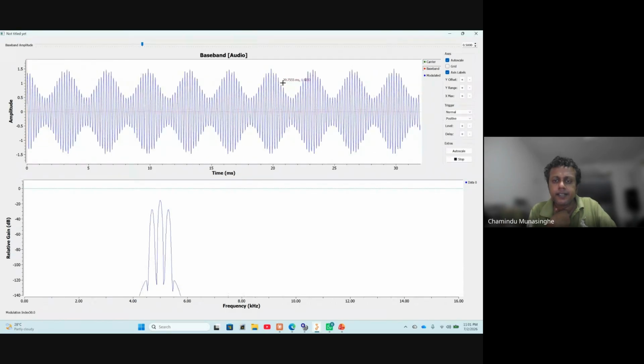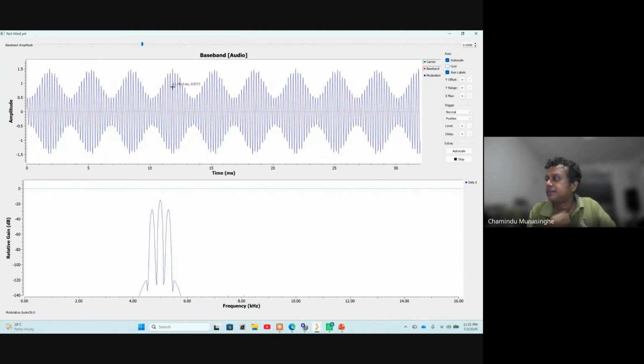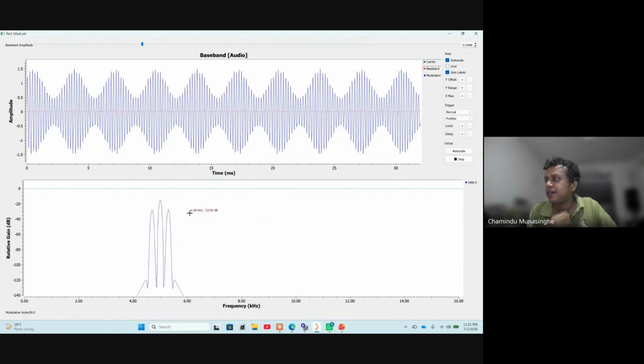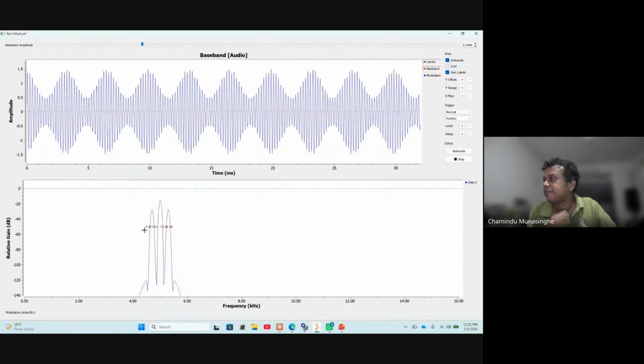This is my modulator signal, right? So this is my envelope, and then this is my FFT plot. This is my spectrum, right?